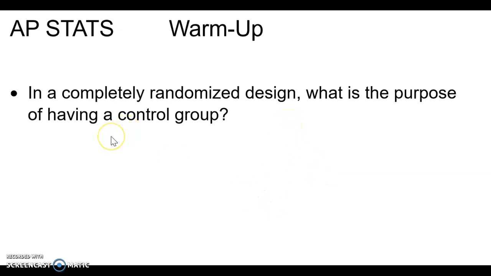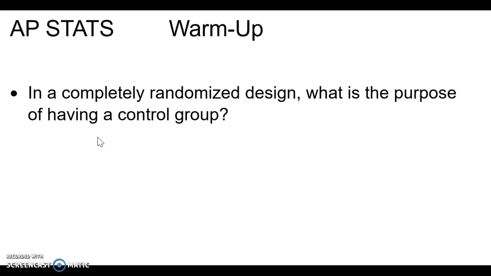We're going to finish up section 2 here with experimentation, designing studies, experiments. Let's go ahead and look at this question in a completely randomized design. What is the purpose of having a control group? So why do we need some type of control group?